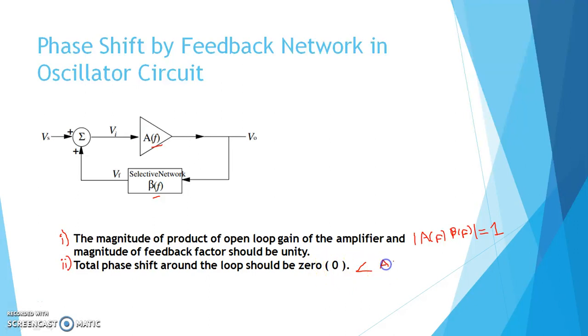So what it means is that the angle of A into beta should be equal to 0 degree or a multiple of 360 degrees. Clear? Because if this is satisfied, that means there is basically no phase shift.